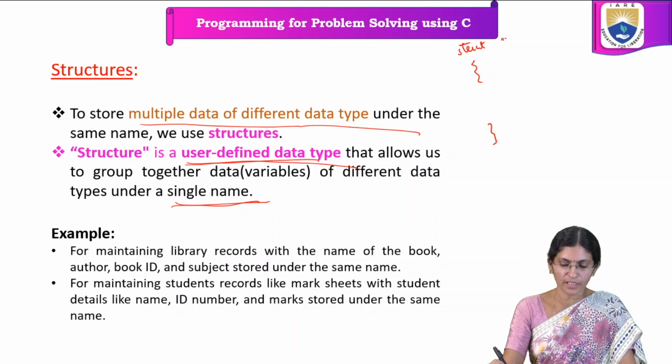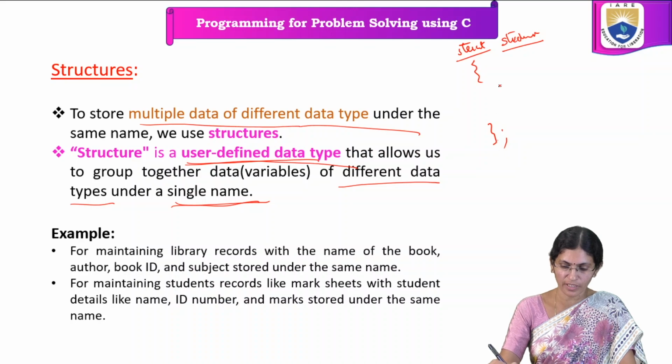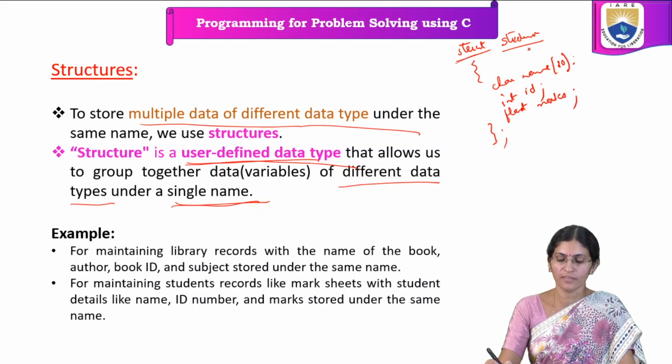For example, we have seen struct student. This is how we can declare a structure. We have to use the keyword struct followed by the name of the structure, and in curly braces you need to specify the members of the structure. So what details you need to store? Structure combines different data types together, for example, char name[30], int id, and float marks. So this is a structure named student.